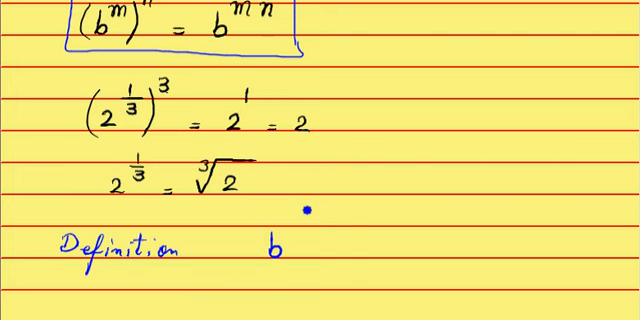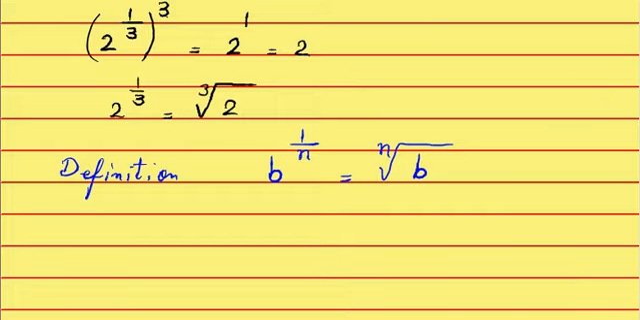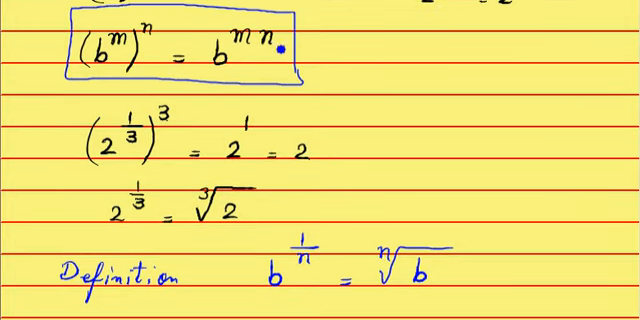If I have b raised to the power of 1 over n, by that I mean the nth root of b, assuming that that root exists, and we are staying away from taking, say, the square root of a negative number and such problems. The definition of a number raised to 1 over n is the same as the nth root of that particular number. So that rule is brought to us as an extension of this double exponent rule.